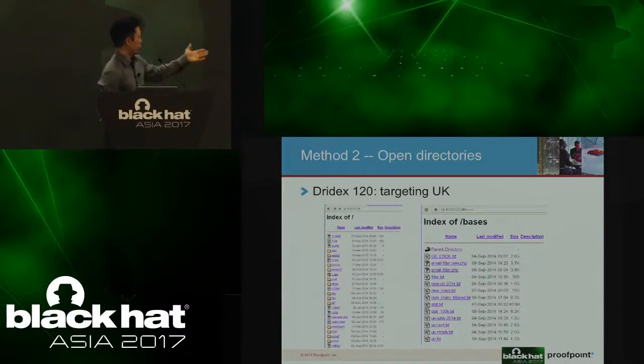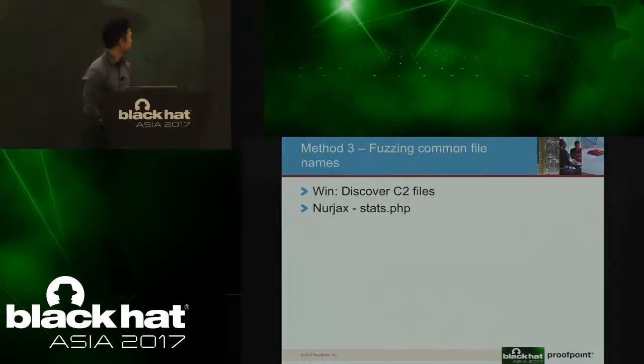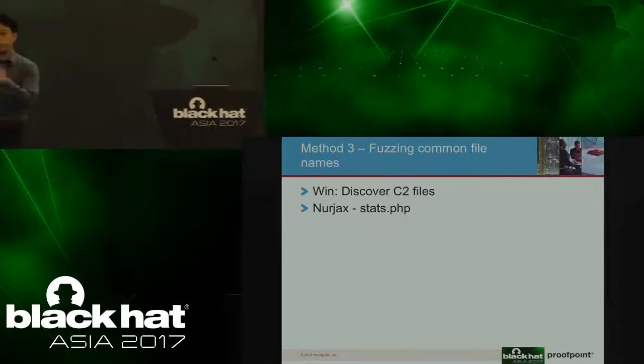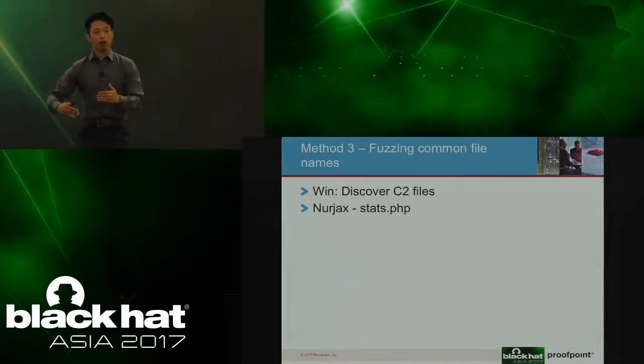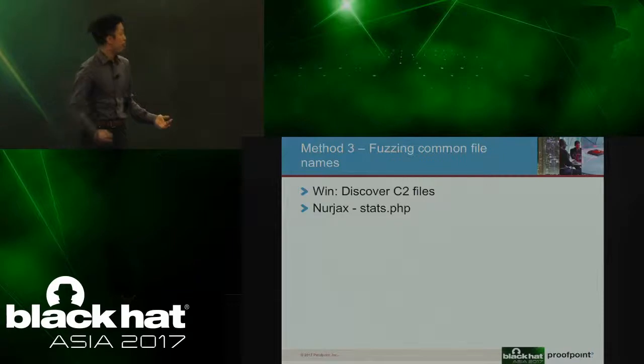All right, so open directories apply to the Dridex 120 actor. Method 3, fuzzing common file names. So now you get a sense of what you can do with these URLs, right? You can run a fuzzer and start to just fuzz these URLs against very commonly found names.